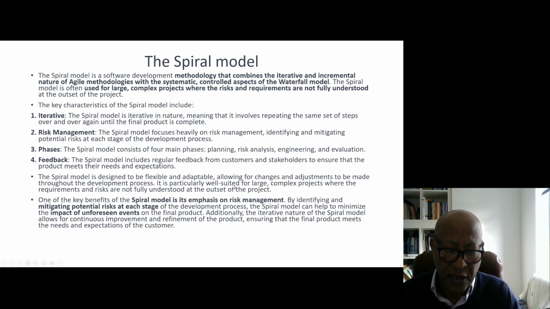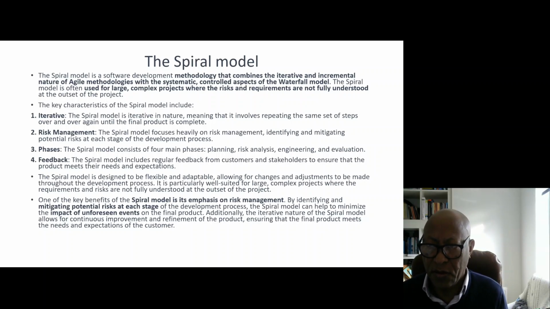So the spiral model is a software development methodology that combines the iterative and incremental nature of agile methodologies with the systematic, controlled aspects of the waterfall model. The spiral model is often used for large, complex projects where the risks and requirements are not fully understood. So its key characteristic is that it is iterative in nature. So you produce the bare minimum system and then continuously improve through the iterations.